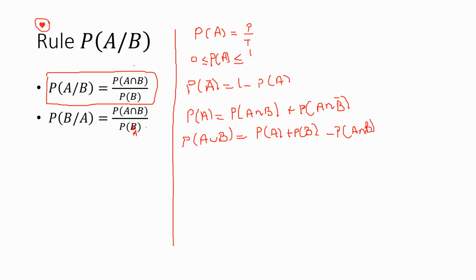In addition to this rule, probability of A given B is probability of the intersection over probability of B. Probability of B given A is the probability of the intersection over probability of A. A intersection B is the same as B intersection A.